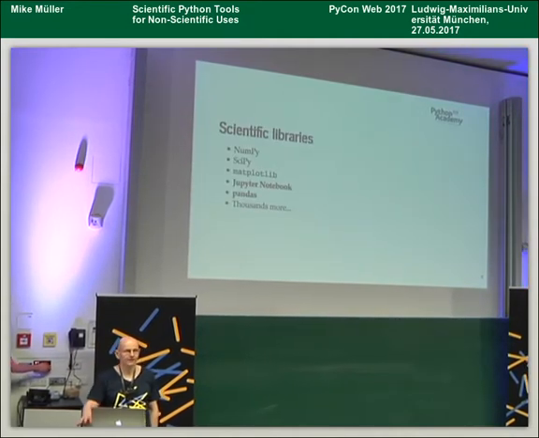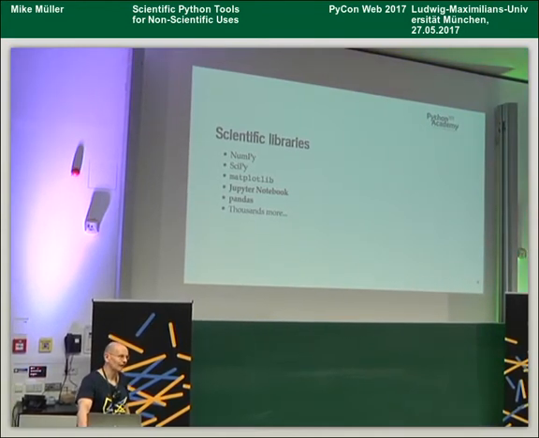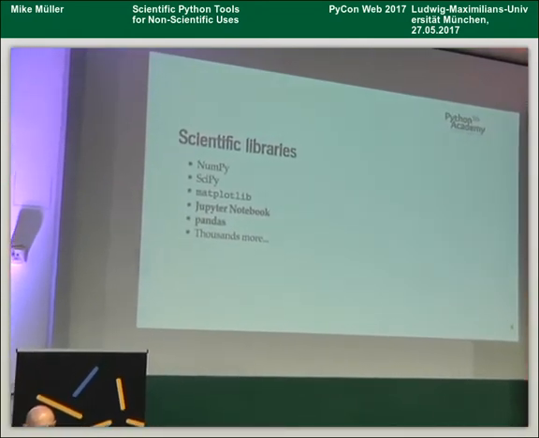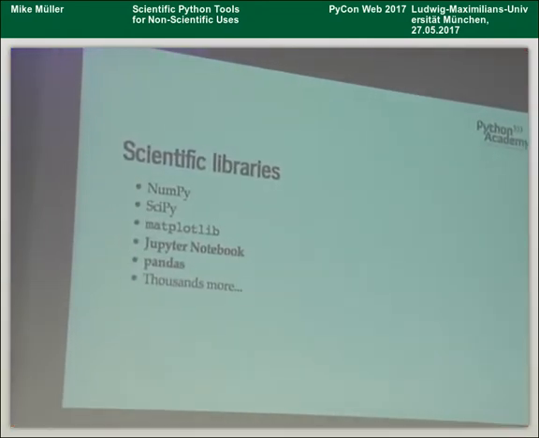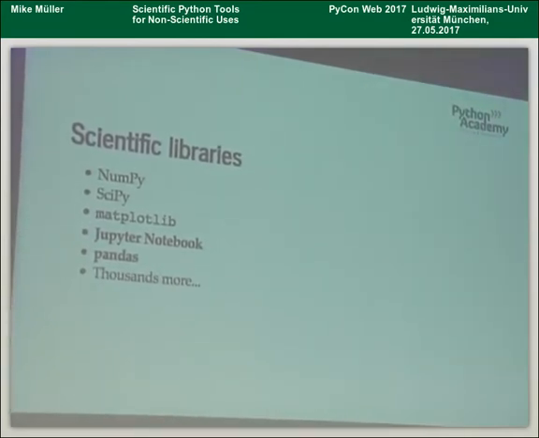So there are many, many scientific libraries, actually many thousands of scientific libraries. Of course, I don't even know all of them. I know quite a few of them and use them for many years. So NumPy is the most basic one, which is about numerical arrays. SciPy is a big collection of a lot of scientific tools. Matplotlib is a plotting library.